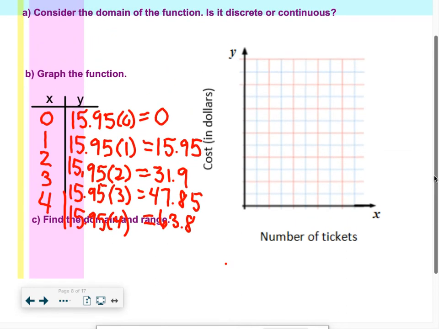Now we're gonna graph it. Well, it's easy to label our x-axis, right? How many tickets can we buy? Up to 4, so we can just count by ones, right?